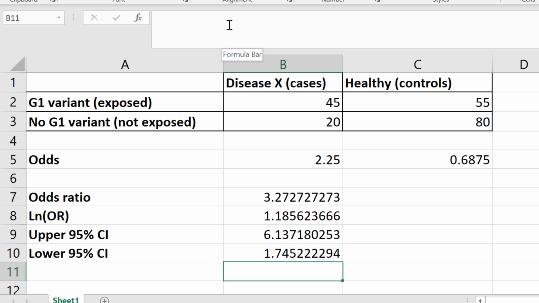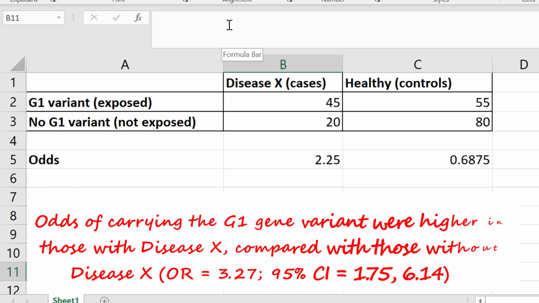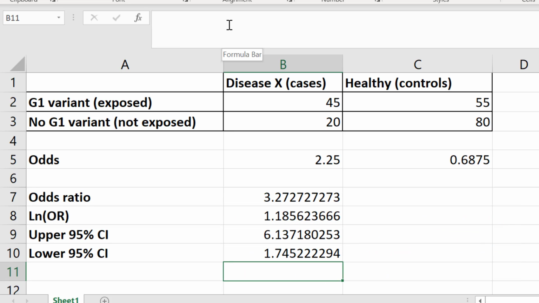Taken together, we can say that the odds of carrying the G1 gene variant were higher among those with disease X compared with those without disease X. And then in brackets, we can state that the odds ratio equals 3.27 and the 95% confidence intervals of 1.75 and 6.14. And that wraps up this tutorial. In this tutorial, you have learned how to calculate the odds ratio and 95% confidence intervals in Microsoft Excel.